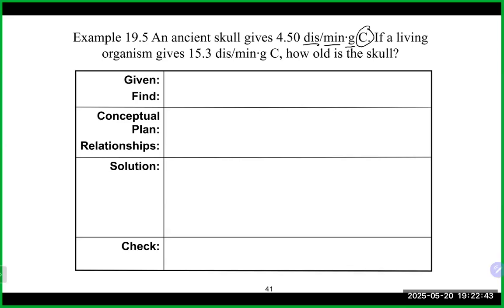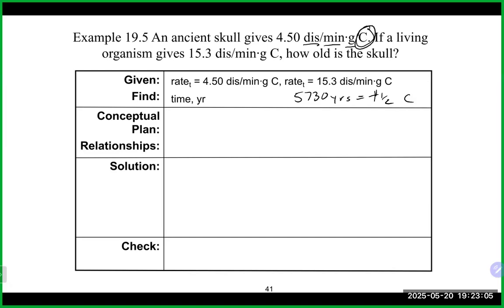If a living organism gives 15.3 disintegrations per minute per gram of carbon, how old is the skull? So again, we could use our half-life here of 5730, because of the carbon. In this case, we're still going to use the same equation: the natural log of A is equal to the natural log of A naught minus kt, and our half-life is the natural log of 2 over k.